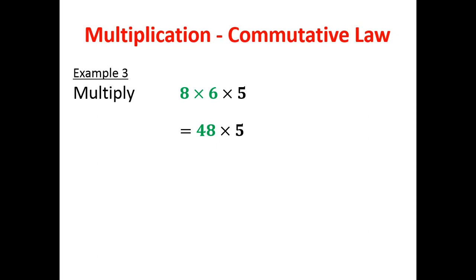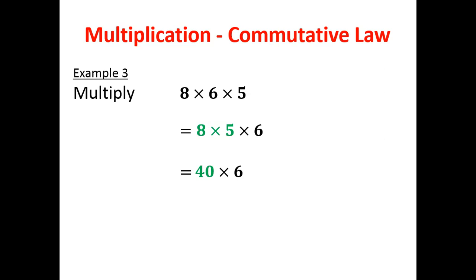So I'm going to back up the bus and go back to the start, and I'm going to use the commutative law, and I'm going to swap the 6 and the 5 around because it doesn't matter which order we multiply. So now I'm going to multiply the 8 by the 5, and that's going to give me 40. Now I'm going to move on and go 40 times 6.